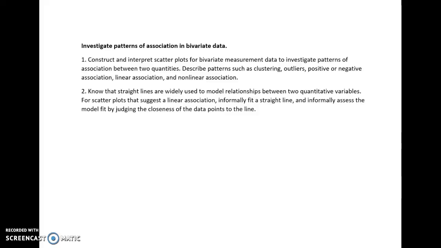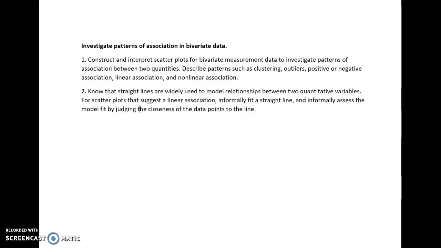Hello! This week should be a pretty relatively simple and quick week. I decided to chop 8th grade investigations of patterns and bivariate data into 2 weeks, 2 sections. So this week we're just going to focus on the first 2 of the standards.